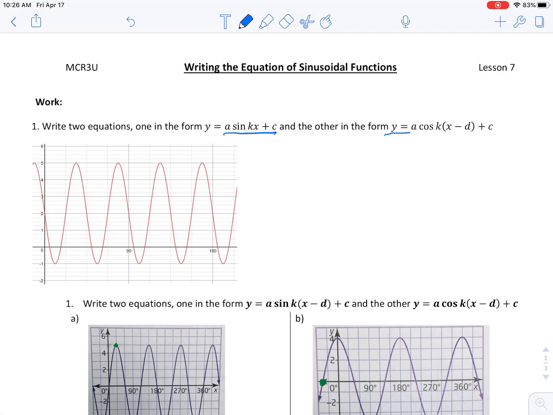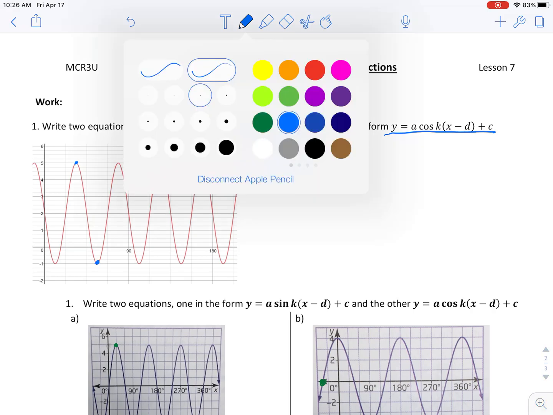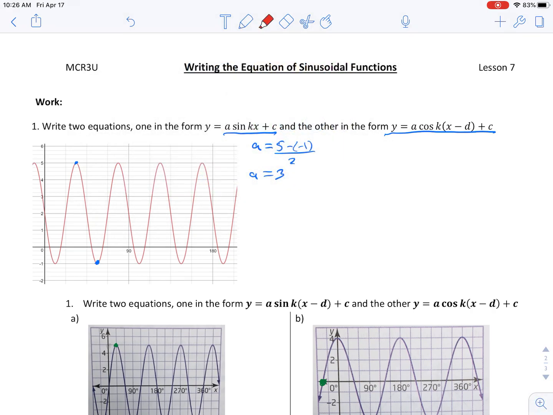So it says write the two equations, one in sine, so notice it doesn't have a shift, and one with cosine where it does. So again, let's just take the things that are easy. If we want to find A, again, it's the max minus the min divided by 2. So that's 5 minus 1 over 2, which is 3. So that's nice and easy.